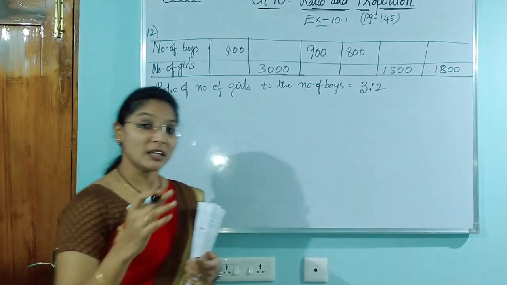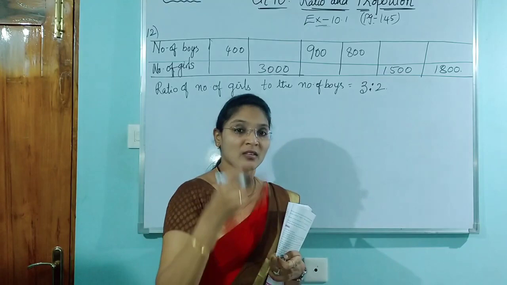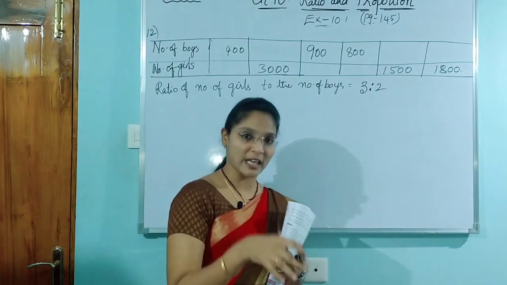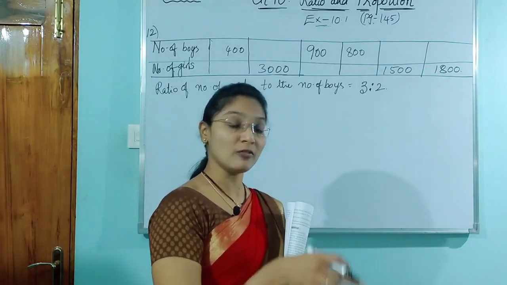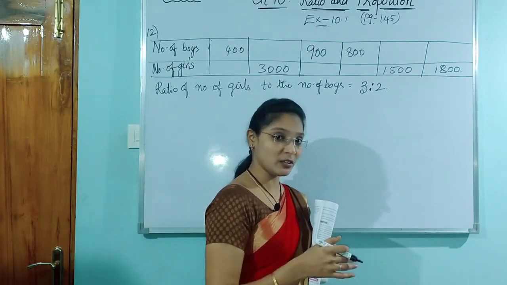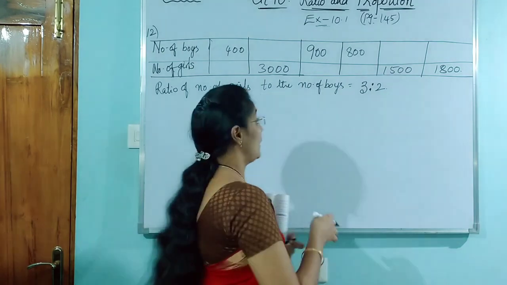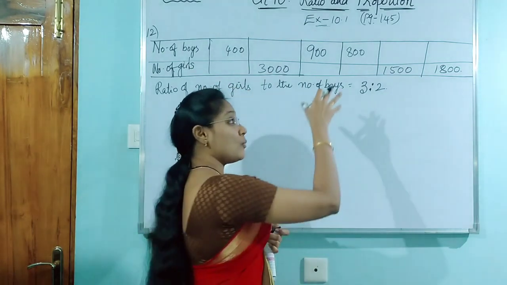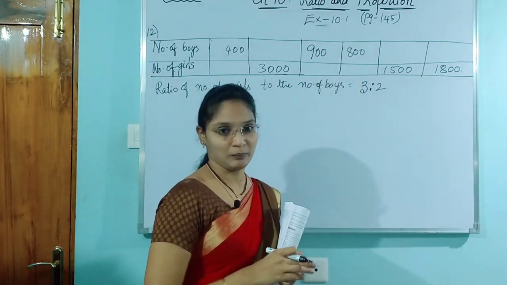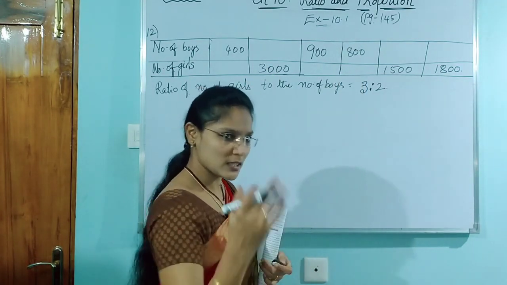How? Till now, if you observe, the statements have given the data, and by using the data we used to find the ratio. But here, in this 12th question, the ratio is given. With the help of the ratio, we need to find the remaining missing data. Okay? How? Simple technique, children.